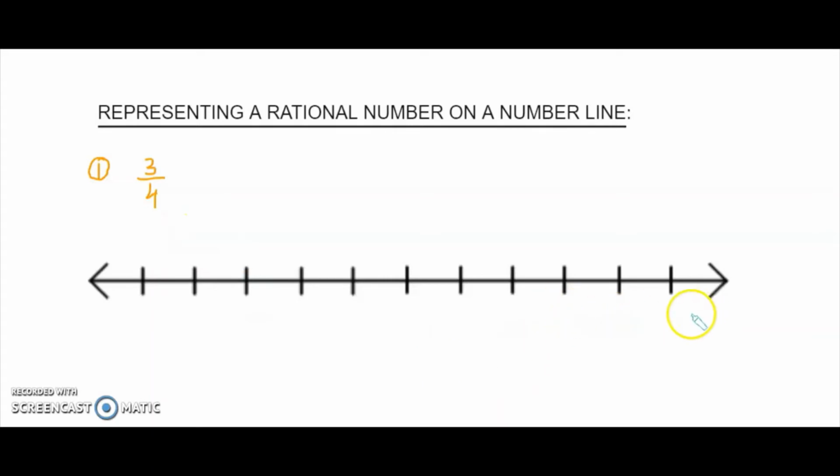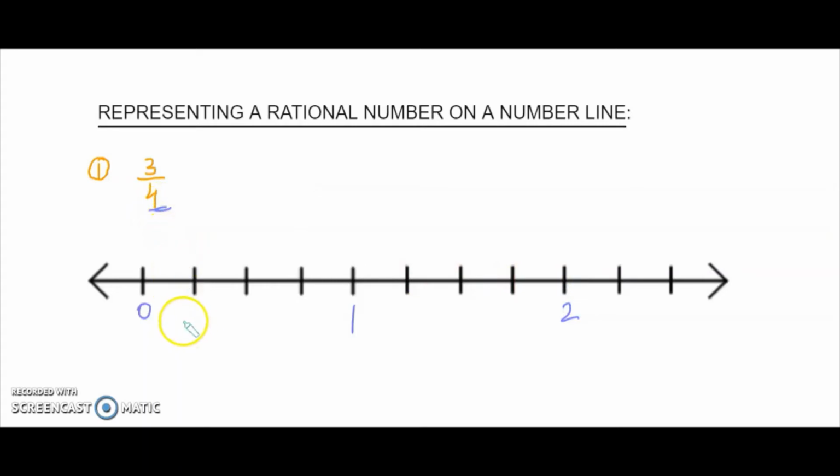What do I mean by that? Let's say this is 0, this is 1 and this is 2. The number of divisions between 0 and 1, including 1, should be 4. That means leave 0, start counting after 0: 1, 2, 3, 4. That is 1. Then after 1, again count 1, 2, 3, 4. Why are we taking 4 divisions? Because the denominator is 4.